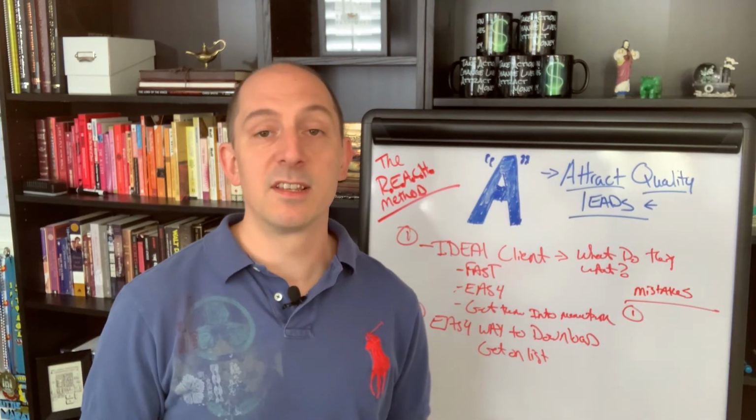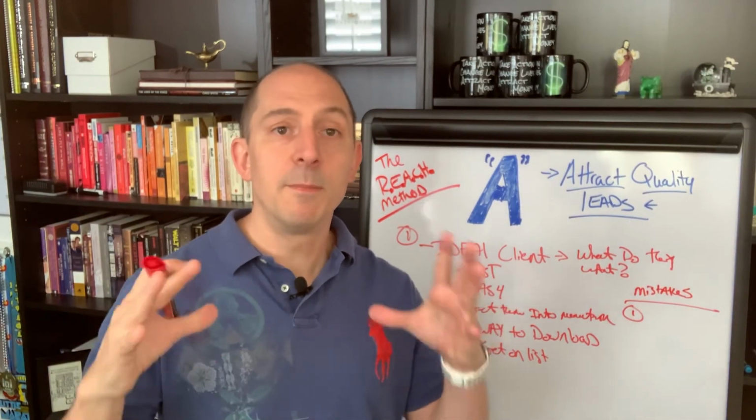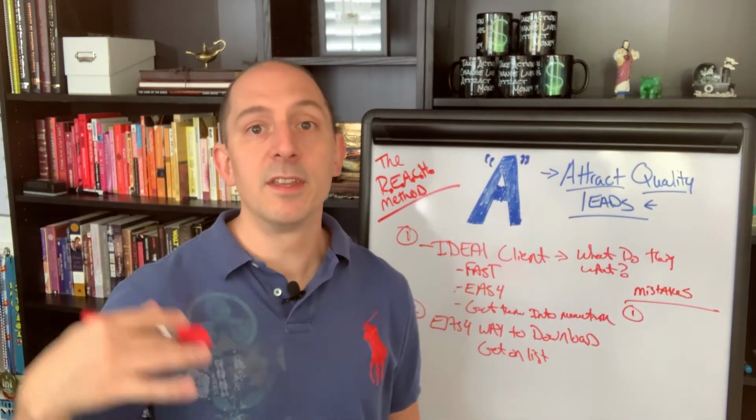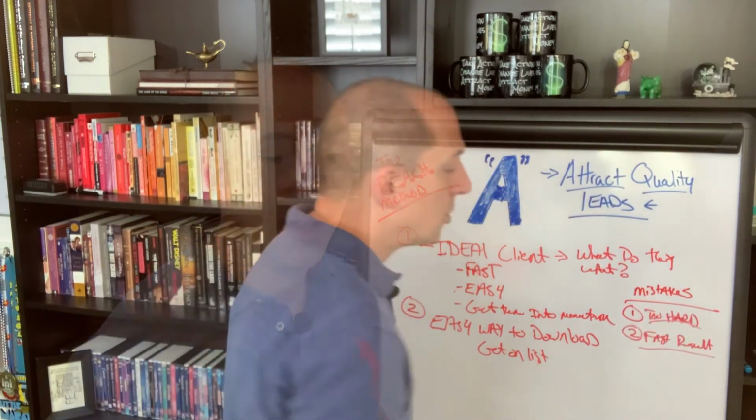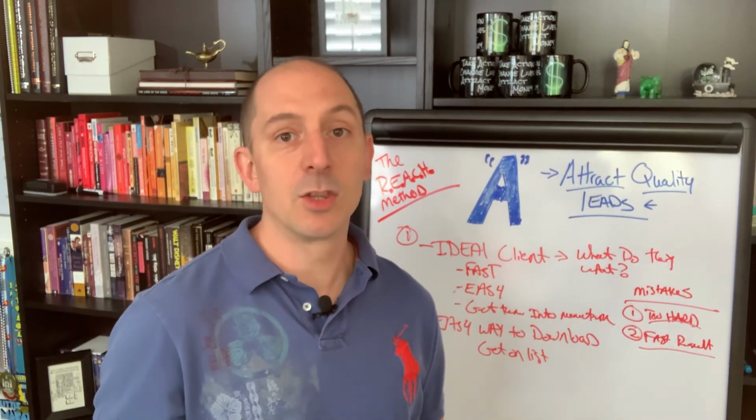That's a perfect example. It comes with a workbook and a short video. So you want it to be easily consumable, something that they can get a result right now. So number 1 is that it's too hard and they can't get the result quickly.